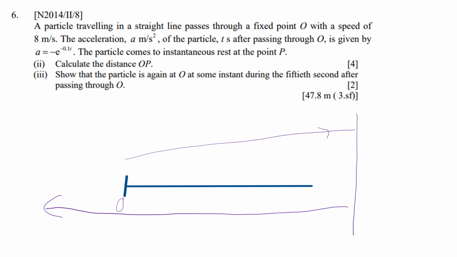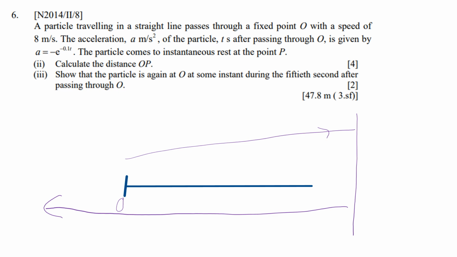So we want to calculate at what time the particle actually passes through O. It's just that, you know, someone asks you, when do you see your friend? Oh, okay, I saw my friend at 12:30 at the traffic junction or something like that. Or I saw my friend at 11:30 at the bus stop. So this question is something like that. It wants to show that the particle is back at O during the 50th second, somewhere there.